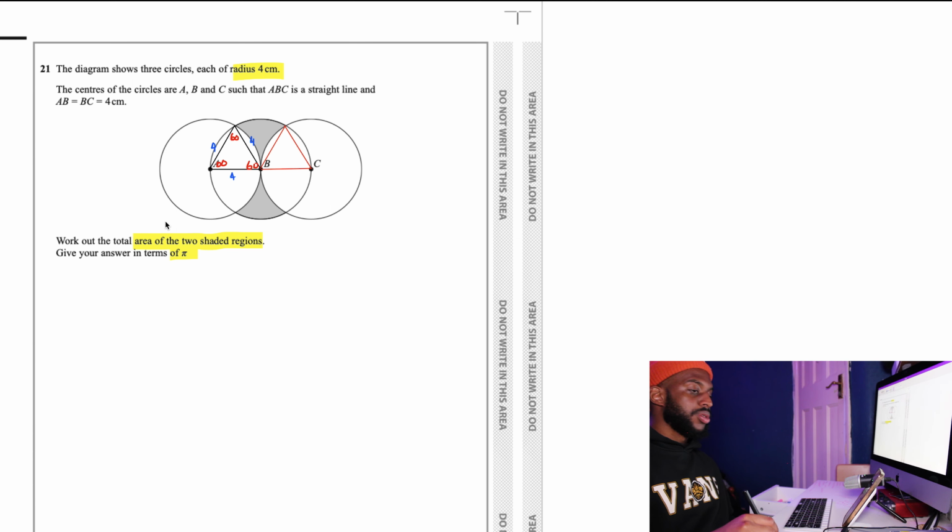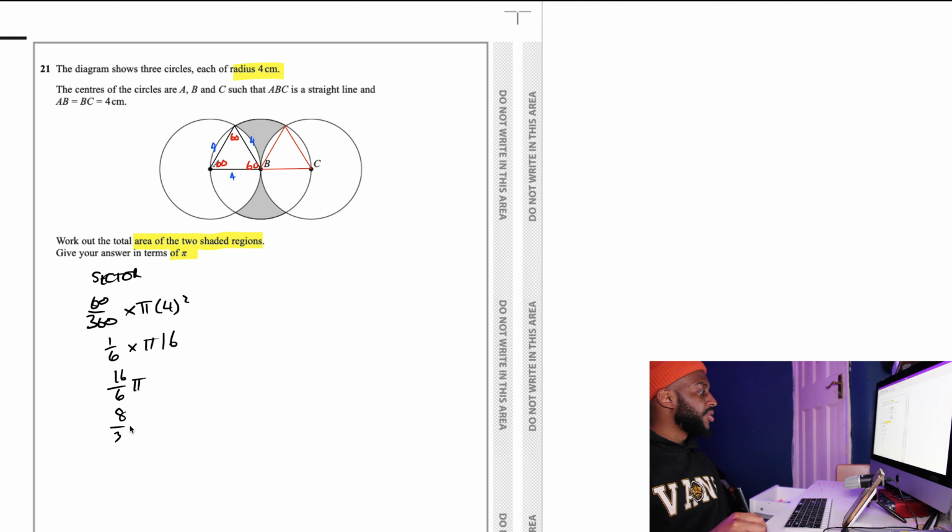So the first thing to do is work out the area of the sector. So sector, that's going to be 60, the angle 60 there, 60 over 360 times by pi r squared. Radius is 4 squared. So simplify that, that's a sixth, times pi times 16. So at this bit we get 16 over 6 pi. We can simplify that a bit to 8 over 3 pi. And that's the area of the sector.